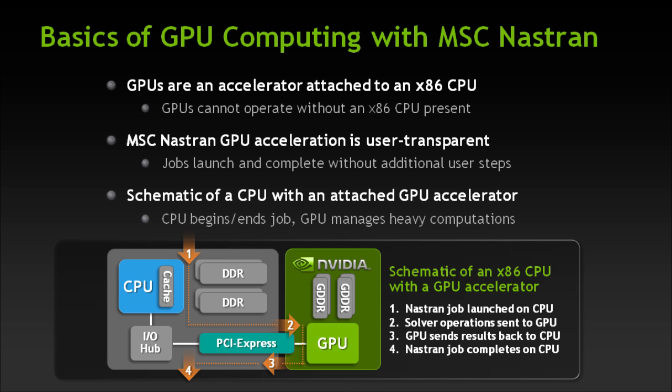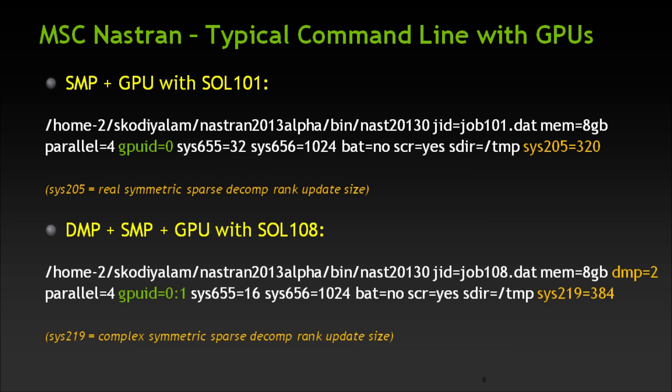The number crunching, the compute-intensive part of the solution, gets done on the GPU. And step number 3, the GPU sends the results back to the CPU, and the Nastran job ends on the CPU. So really, the thing to emphasize here is that the implementation is very user-transparent and easy to use. Along those lines, I took the liberty of putting out a couple of command lines here just to show you how easy it is to use GPUs with Nastran.